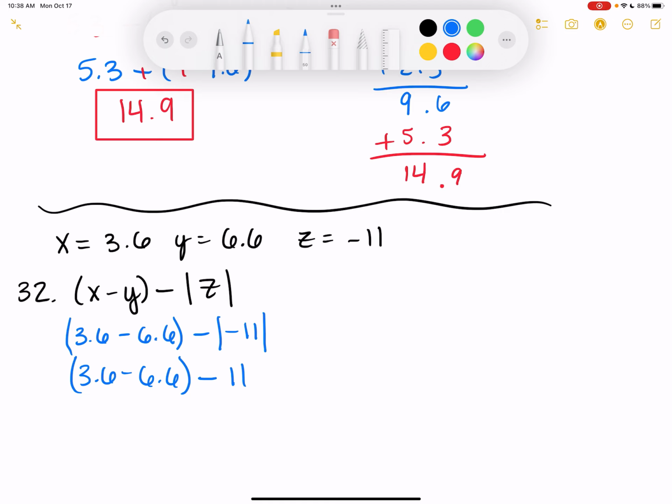So now what do I need to do? Parentheses, so how would I set that up? 6.6 minus 3.6. And is my answer going to be positive or negative? Negative. So I'm going to go ahead and write my negative sign over here so I don't forget it. So 6 minus 6 is 0. And then 6 minus 3 is 3. I don't need to write the 0.0, so I'm just going to rewrite this as negative 3. And then minus 11. What would that be? Negative 8.